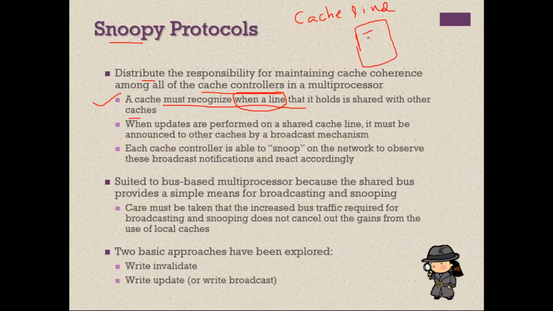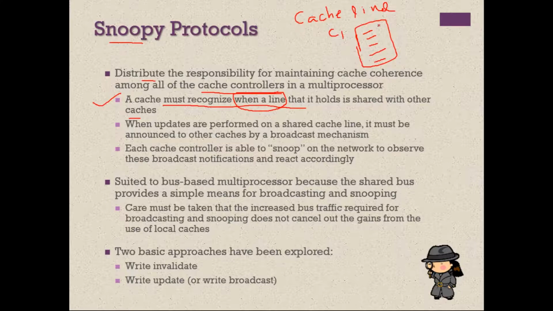Okay, out of these 10 lines, how many lines are shared with others and how many are not shared with others? That is what this cache should be knowing. So this is cache C1. But there you have many caches. So whether this line is shared or not, this one is shared or not, that should be known to this cache.